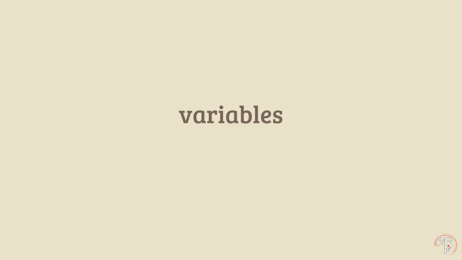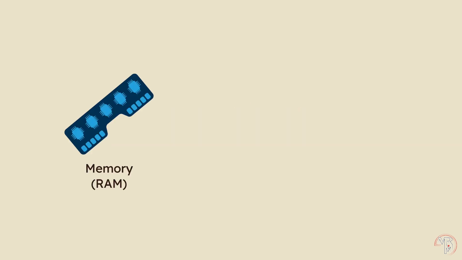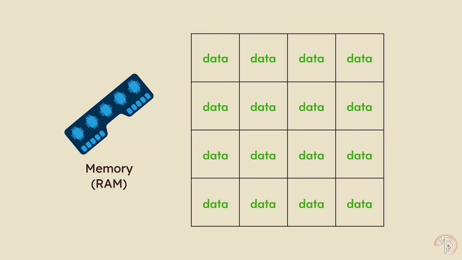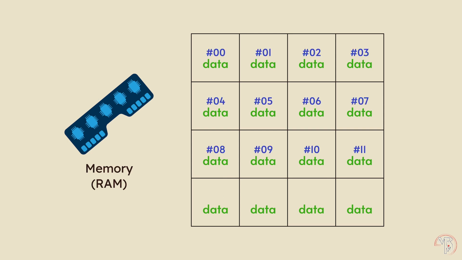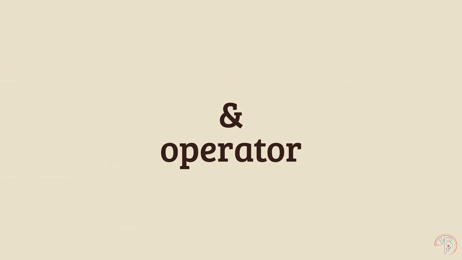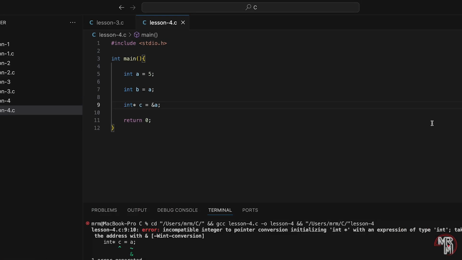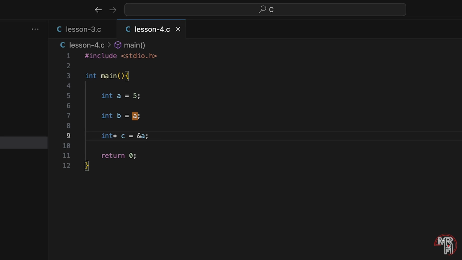Now you might remember that variables represent data stored in computer memory. You might also remember that in order to access data in computer memory, we need to know where in the memory that data is located. The ampersand is an operator whose job is to tell you where in computer memory the data associated with a variable is located. Meaning in our code, a represents the data itself, which is 5, while ampersand a represents the location of the data in computer memory.